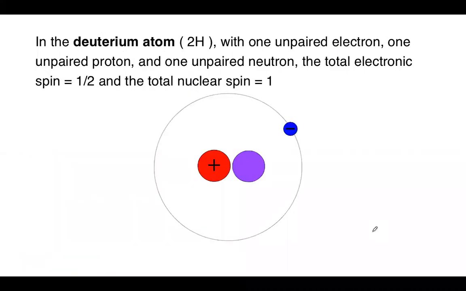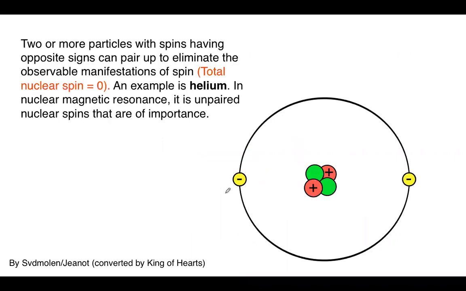In the deuterium atom, 2H, with 1 unpaired electron, 1 unpaired proton, and 1 unpaired neutron, the total electronic spin is equal to 1/2, and the total nuclear spin is equal to +1. That's because you've got 1/2 and 1/2 equal to 1 for the nucleus, and then here you've got 1/2 for the electron. Two or more particles with spins having opposite signs can pair up to eliminate the observable manifestations of spin, so the total nuclear spin will be equal to 0.